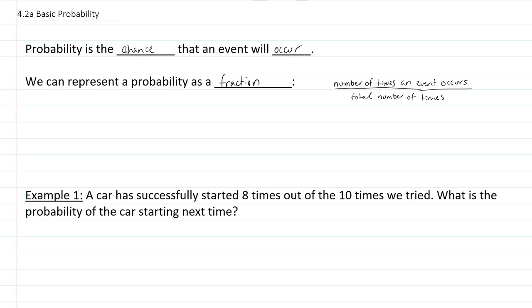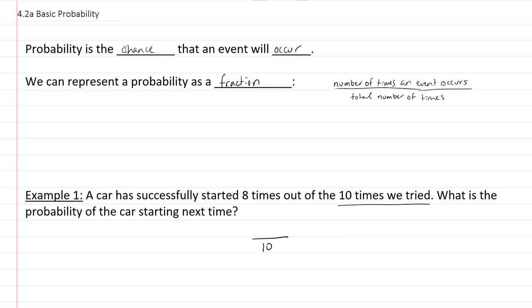So let's go through an example. A car has successfully started 8 times out of the 10 times we tried. What is the probability of the car starting next time? We tried in total 10 times, so our denominator is going to be 10, because that's the total, right?